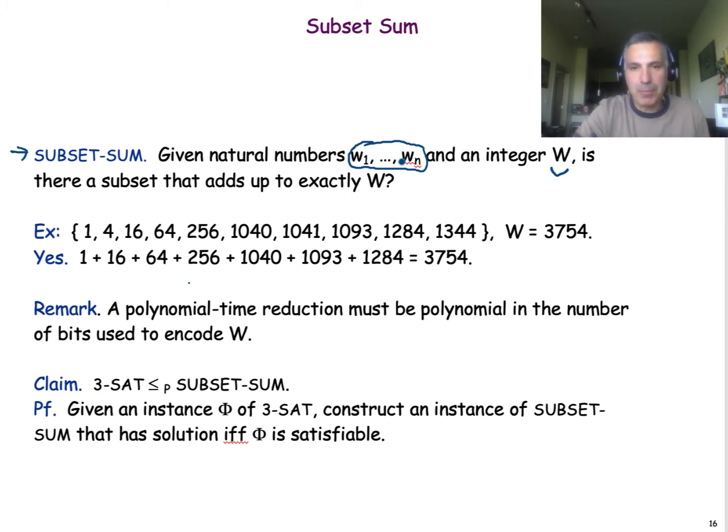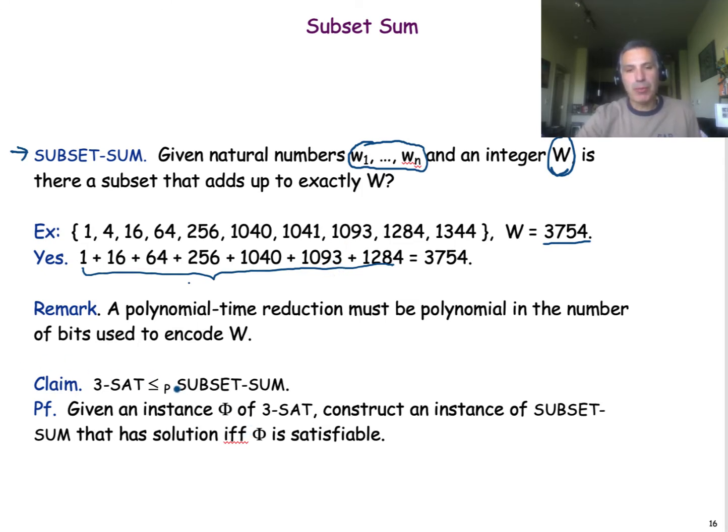So imagine that we have these numbers here and I give you the number 3754. Can you find a subset of these numbers that when added gives 3754? This also shows, by the way, that the problem is clearly in NP because it's very simple, if somebody gives you a candidate solution, to check indeed that the sum of those numbers gives you W. So is this a hard problem or is it an easy problem?